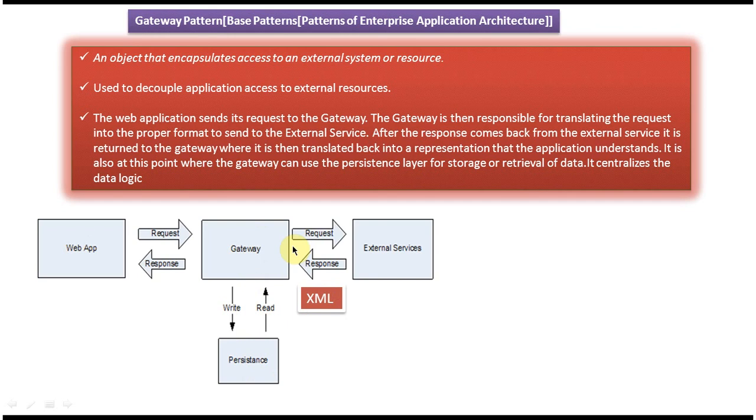So now if you read the first line, you can understand very easily: an object that encapsulates access to the external system or resource. So this is the object. It encapsulates access to the external services or resources. So this gateway object has methods, and the methods have the logic to communicate to the external services. This is about the gateway pattern.